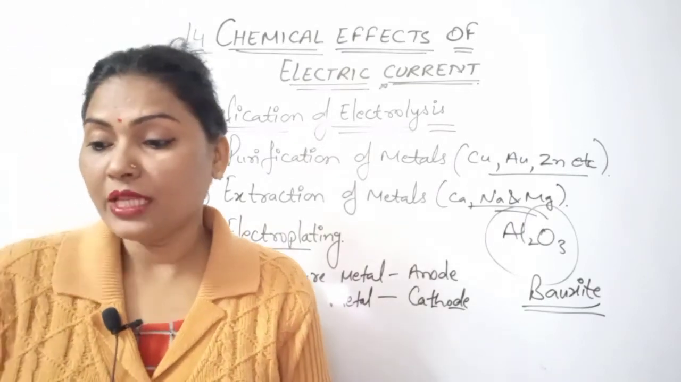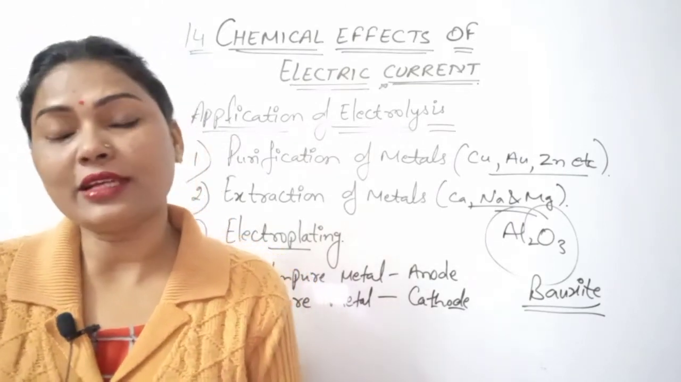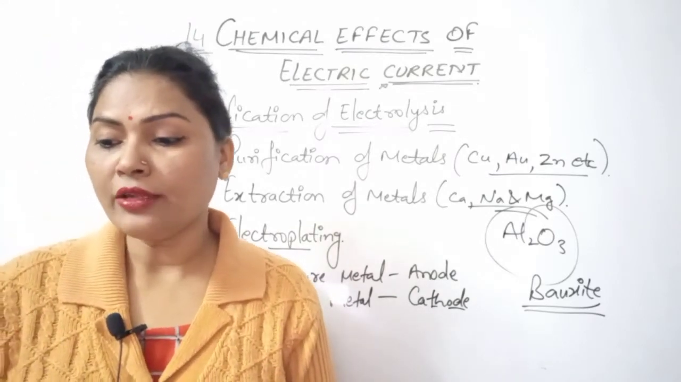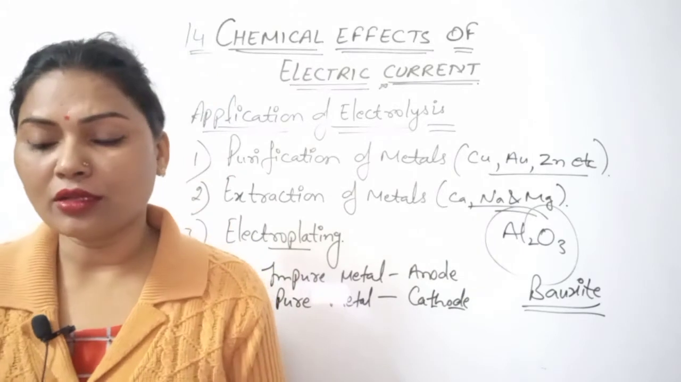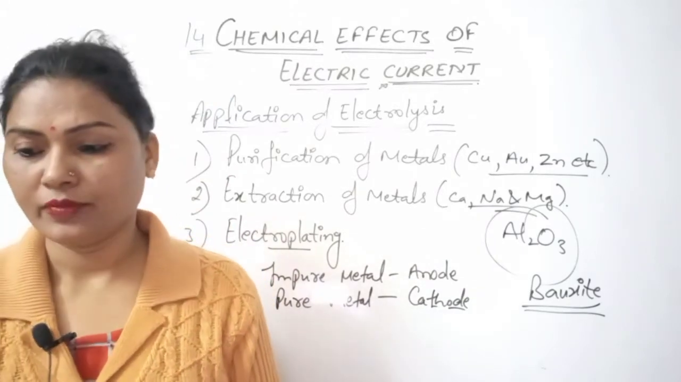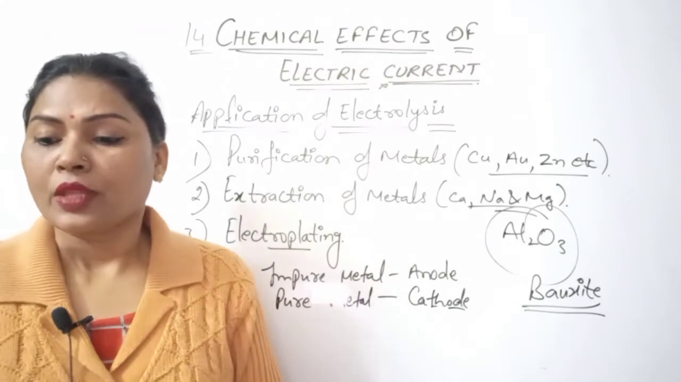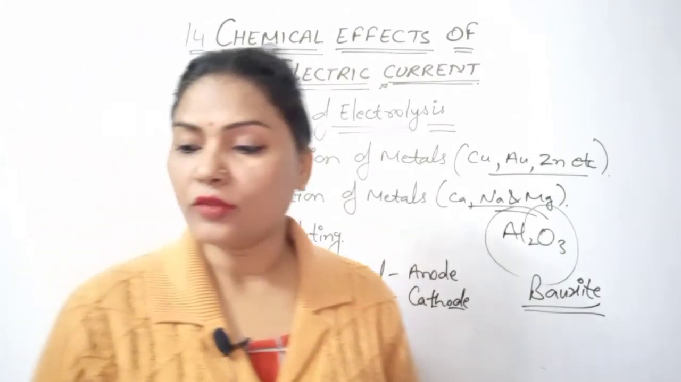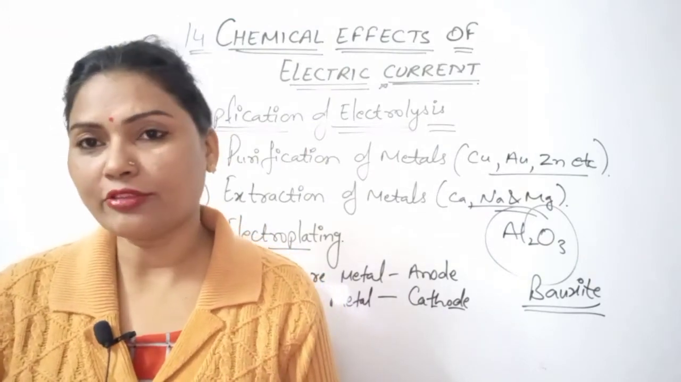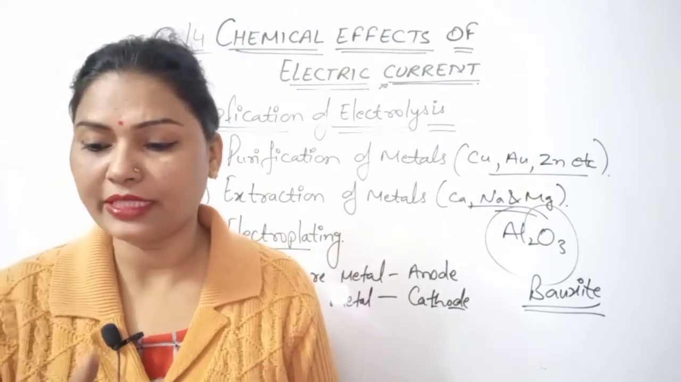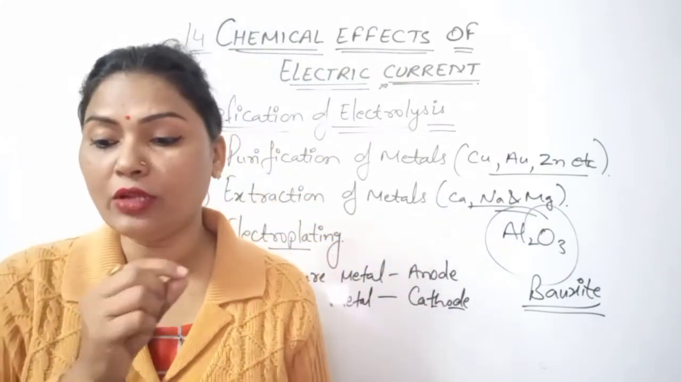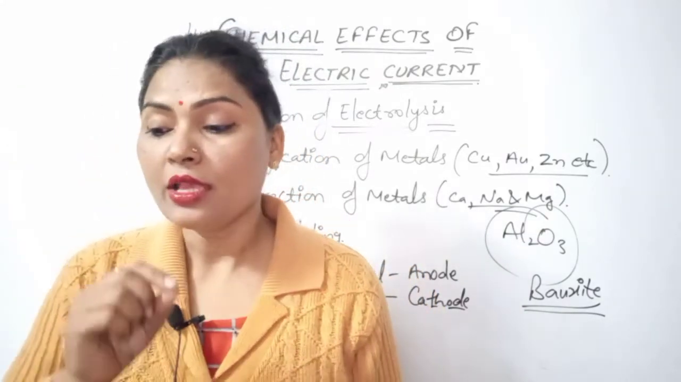That means the article you want to electroplate will be the cathode. Got it? And the metal to be deposited is the anode. A soluble salt of the precious metal is taken as the electrolyte. When current is passed through the circuit, what happens? A thin film of metal is deposited on the cathode.